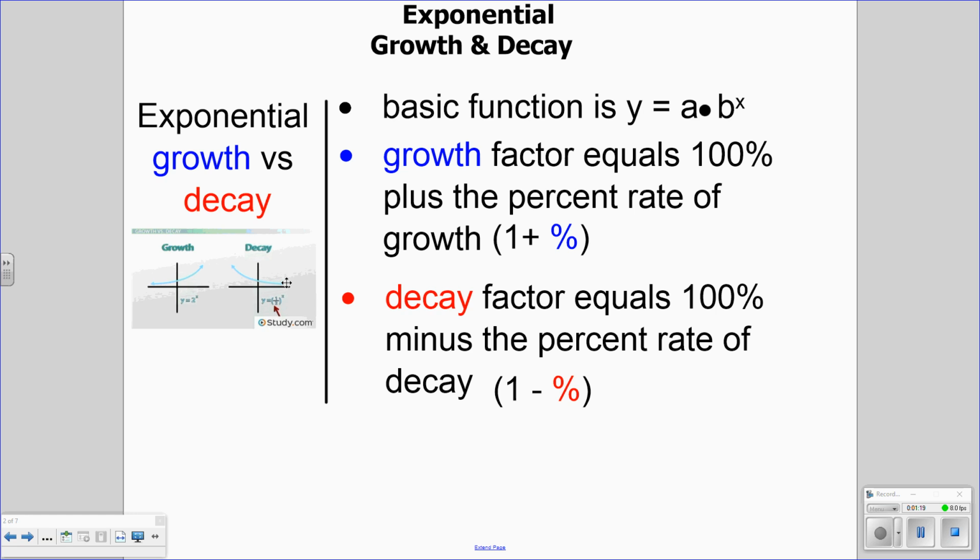And to get the decay factor, we would do the same thing, but instead of adding it to 1, we would subtract it from 1. So we would take that percentage that they give us, change it to a decimal, and subtract it from 1. That way we have that growth or decay factor. It's important that you do this when we're dealing with real world situations, because if you mistake the growth rate for the growth factor, you're going to end up with two completely different answers.